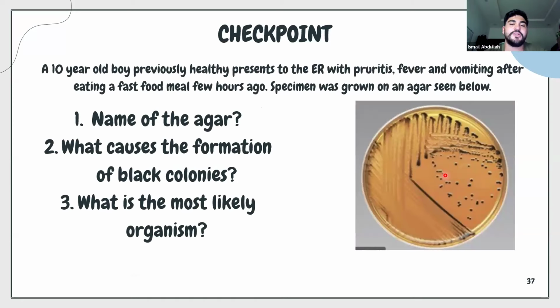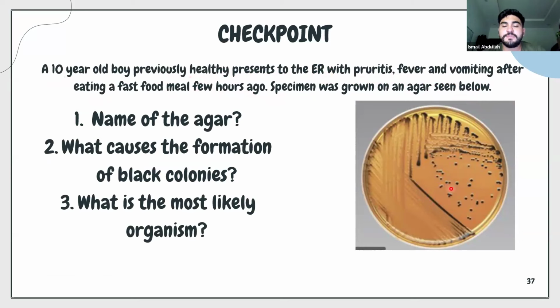All right, cool. A 10-year-old boy, previously healthy, presents to the ER with pruritus, fever, and vomiting after eating a fast food meal a few hours ago. The specimen was grown on an agar seen below. What's the name of this agar? Salmonella Shigella. Yes, this is Salmonella Shigella agar.